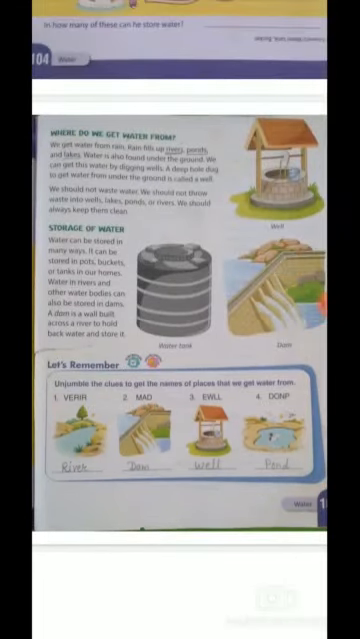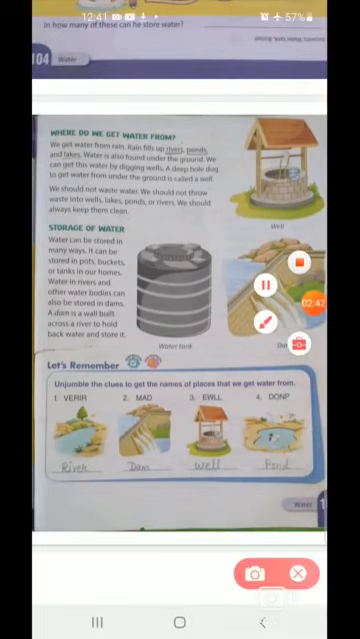After that, storage of water. Where do we store the water? Water can be stored in many ways. It can be stored in pots, buckets or tanks in our homes. You will have seen these. Water in rivers and other water bodies can also be stored in dams. A dam is a wall built across the river to hold back water and store it.